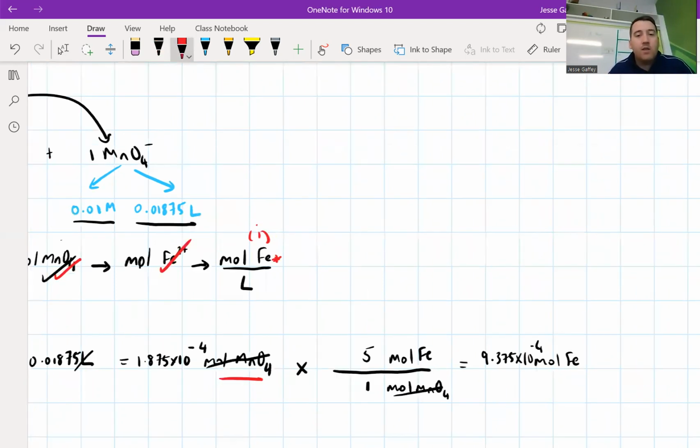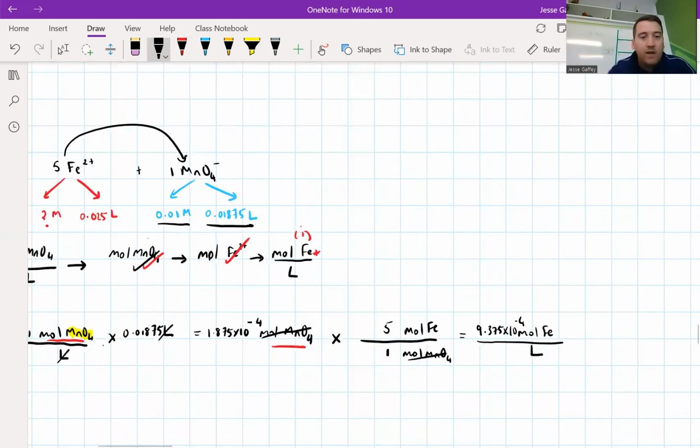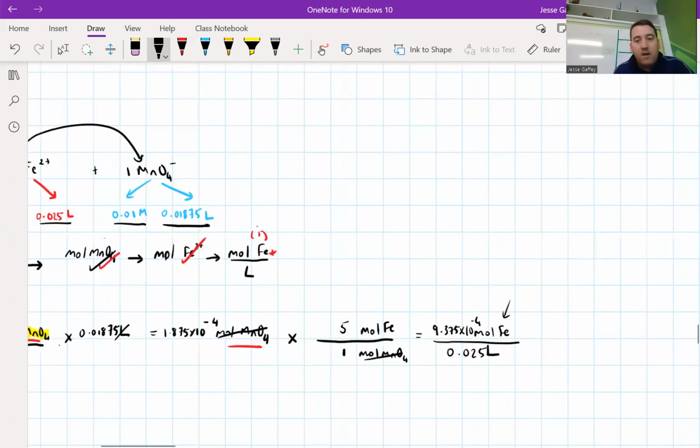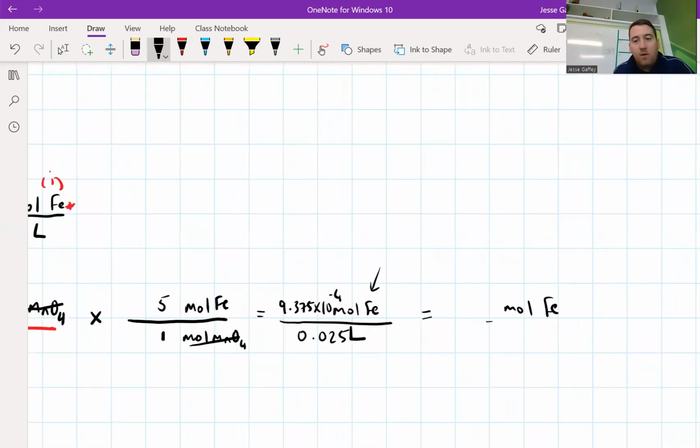All right, the next thing I've got to do is get my moles of Fe per liter. So this is moles of Fe, and I need my units to be moles over liters. So what I want to know is, how many liters was this the moles in? As I can see, here is my liters of Fe, 0.025. So I'll put my answer there over 0.025, and I'll get moles of Fe per liter as my answer here.